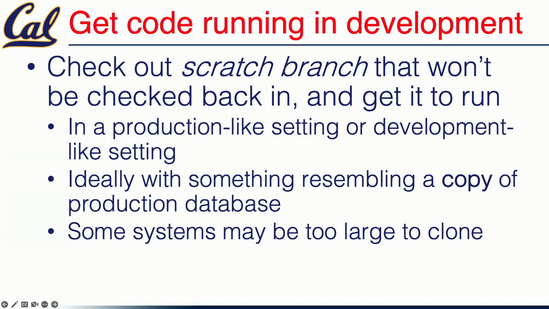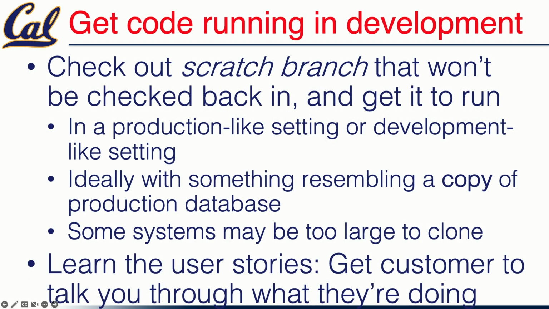You might have to somehow get a partial copy of the production database so that there is some data for your development copy to operate on. So all of these tasks may require minor changes to the code base. You want to avoid any possibility of accidentally screwing up the real code base. So create a scratch branch, and that's kind of your playground. And the first thing you can start to do is learn the user stories.